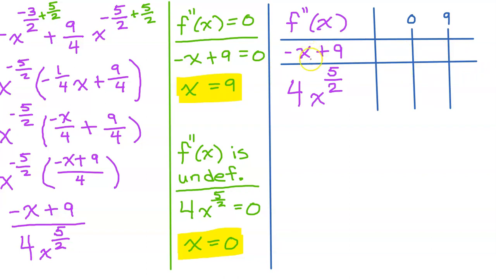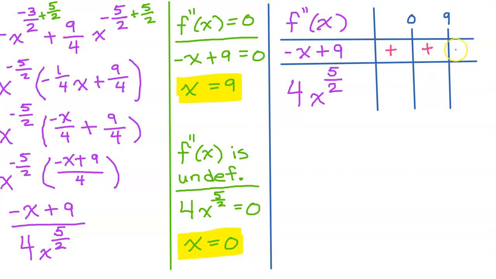Now we need to determine if these factors are positive or negative in each interval. By the way, make sure you label your sign chart as f double prime. Let's start with negative x plus 9. If you set this equal to 0, you get x equals 9. So 9 is the cutoff. What happens if we choose a value that is less than 9? For example, 0. If you put in 0, you would just be left with positive 9. So values less than 9 will give you a positive result.